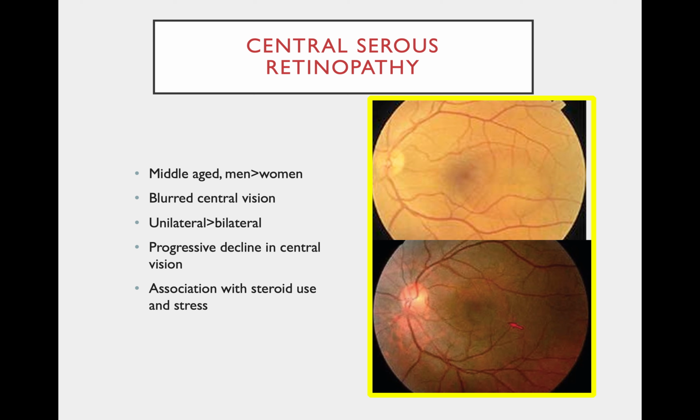Next, we'll discuss central serous retinopathy. This is a condition that usually affects middle-aged men more so than women. Symptoms often involve blurring of the central vision. It's more often unilateral than bilateral. Patients will often describe a progressive decline in central vision, and there is a definitive association of this condition with the use of steroids, as well as possibly stress.